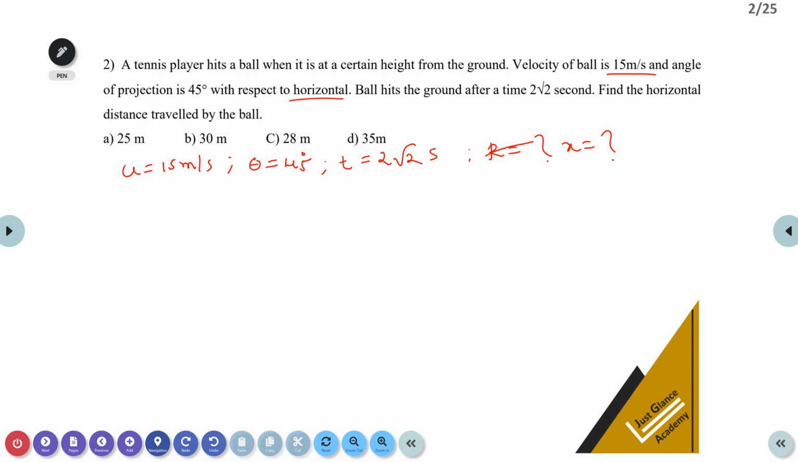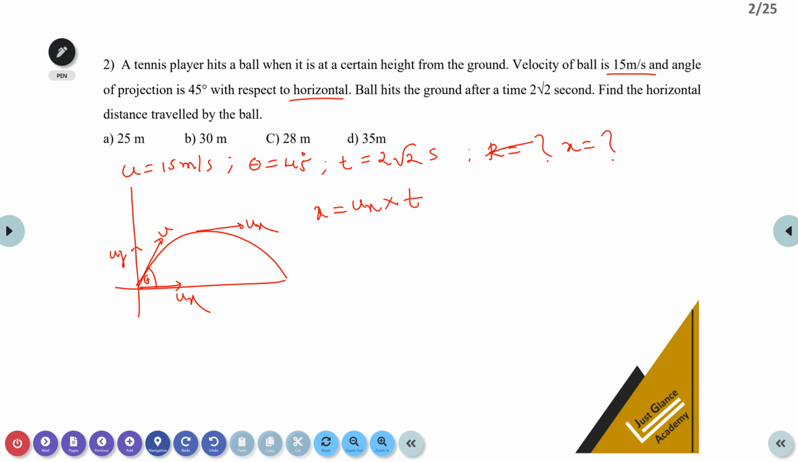Okay. Here you see the particle now goes like this. This is the initial velocity, this is ux, and this is uy. And here also it is ux. The horizontal component of velocity remains the same. This is theta, theta equals 45 degrees here. Horizontal distance traveled x equals ux into what?